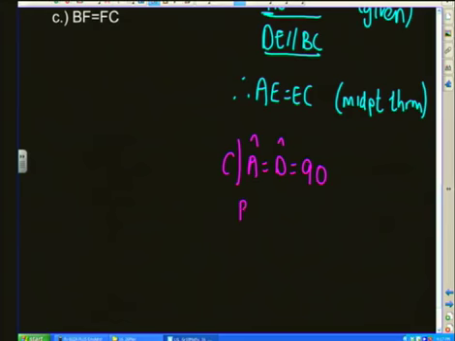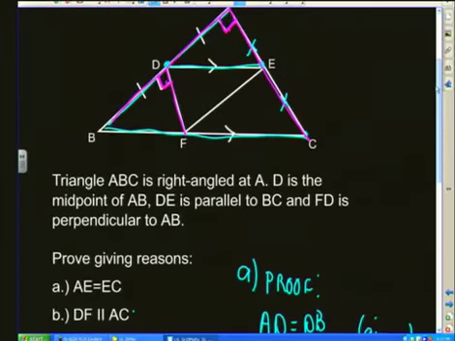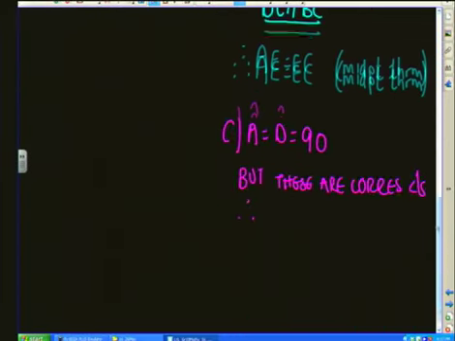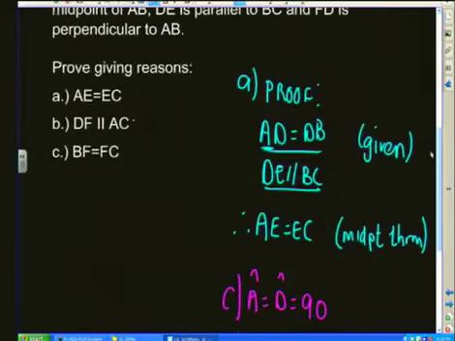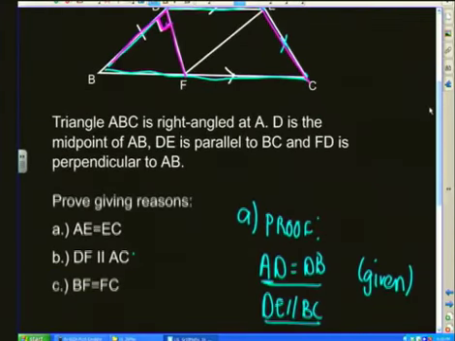But these are corresponding angles. So if these are corresponding angles, it stands to reason, by logical deduction, DF must be parallel to AC. Nice simple proof for that part B.